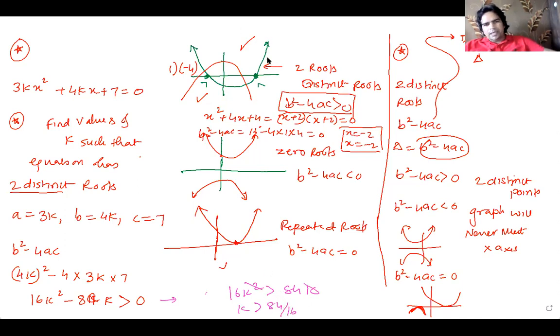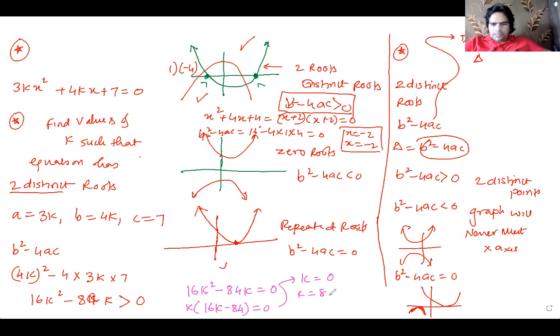Rather than doing that, we're going to understand that this is a quadratic inequality, and we're going to sketch this graph, or you can draw the sign diagram for this. So we're going to do 16k squared minus 84k equals 0 first. Don't take k to the other side and cancel out k. Rather, you take k common here. So k times (16k minus 84) equals 0. So I get k as either 0 or k as 84 over 16.